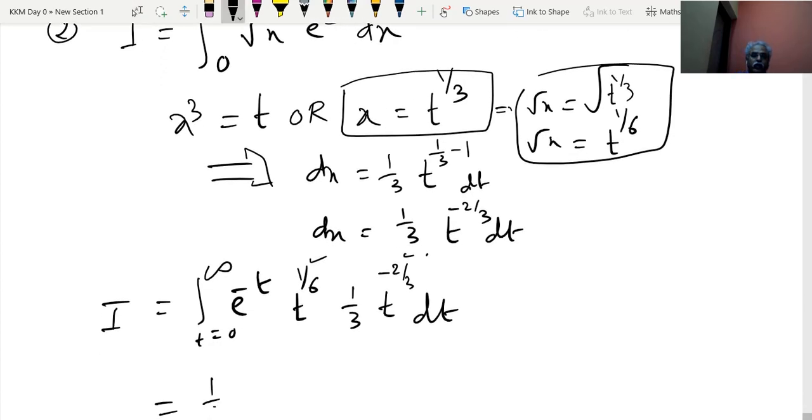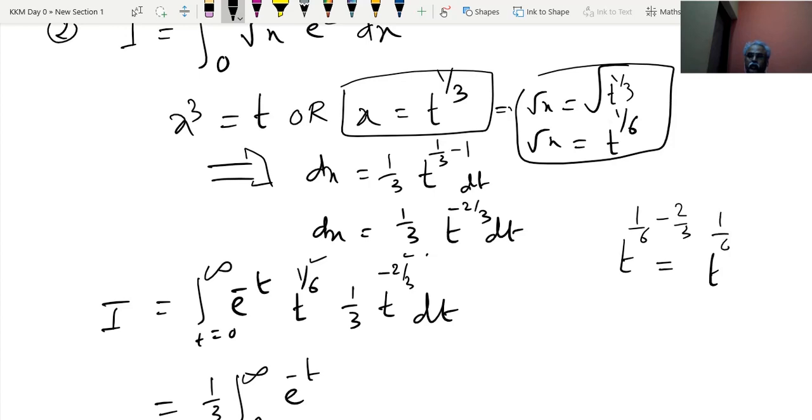Almost we are very near to the shape of gamma function result, e raised to minus t. So t raised to 1 by 6 minus 2 by 3, t raised to 1 by 6 minus 4 by 6, t raised to minus 3 by 6, t raised to minus half. So this is t raised to minus half.